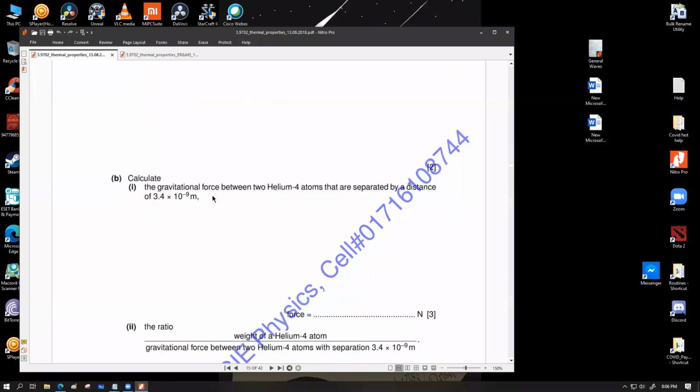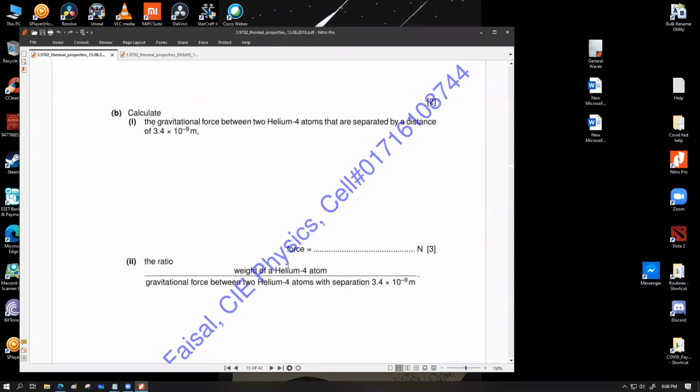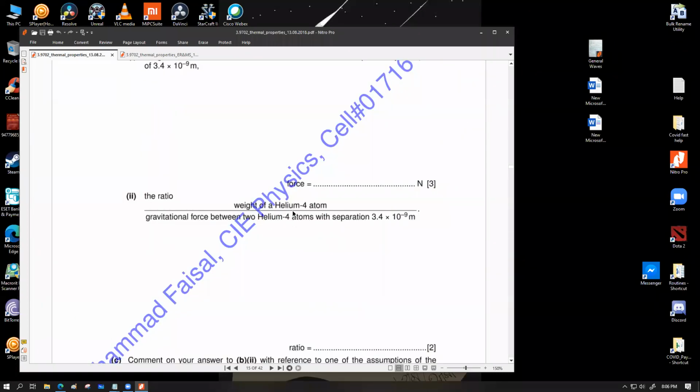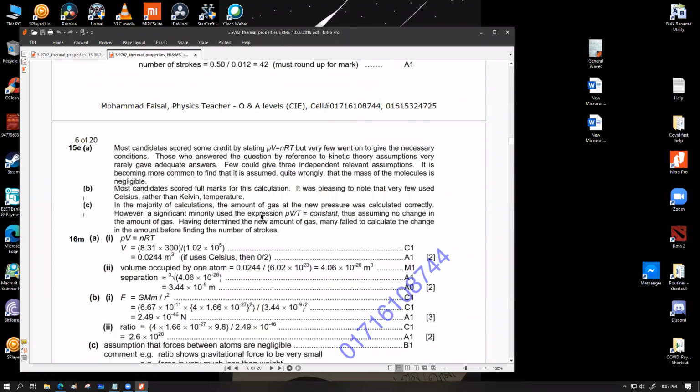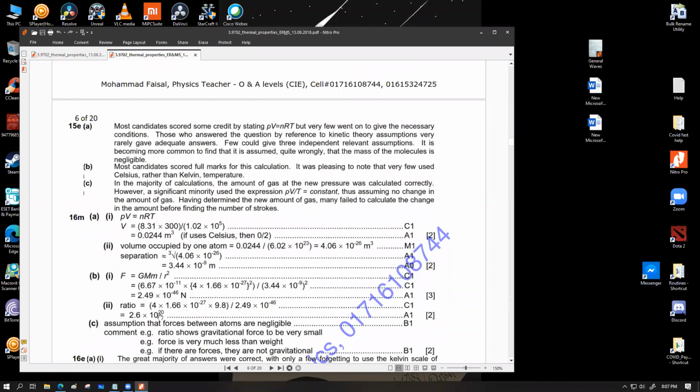So B: calculate the gravitational force between two helium-4 atoms that are separated by a distance of this much, using the gravitational formula. Then we are asked to calculate the ratio of these two forces. We're going to get a ratio. The weight of one helium-4 atom is going to be on the top, and the gravitational force between two helium atoms is going to be at the bottom. How much did you get for this ratio value? Sir, 2.6 times 10 to the power 20.